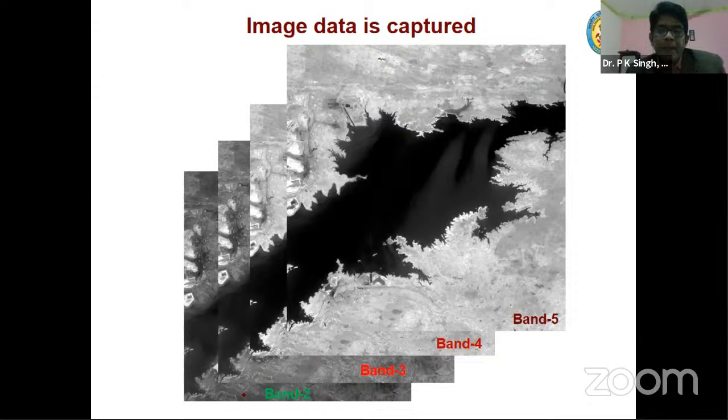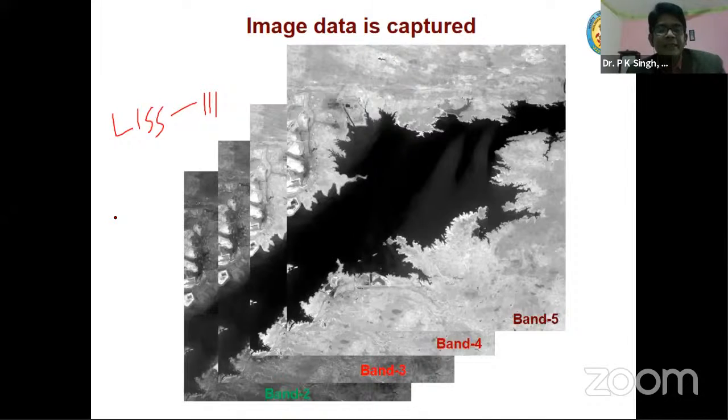See here, band 2. Oh, this is LISS 3 data. See here, band 2 is green. Actually, why is it band 2? For LISS 3, you know, there are 4 bands. The first band is known as band 2. Second band is band 3, then band 4, then band 5.